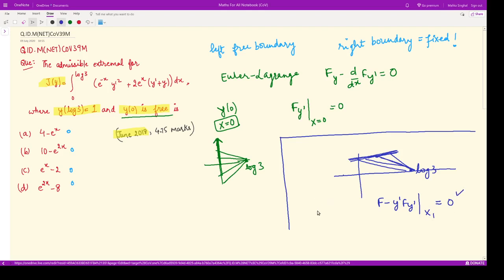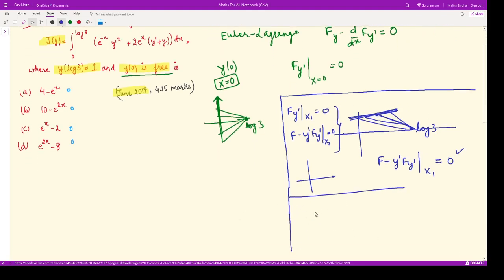Moreover, if one endpoint is absolutely free and the second is fixed, in that case you can use both of these conditions, that is f of y dash at that point x1 is 0 and f minus y dash f of y dash at the point x1 is 0. So both of these conditions should be satisfied. One more case is there.